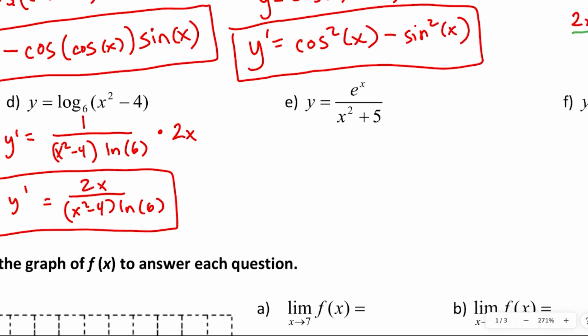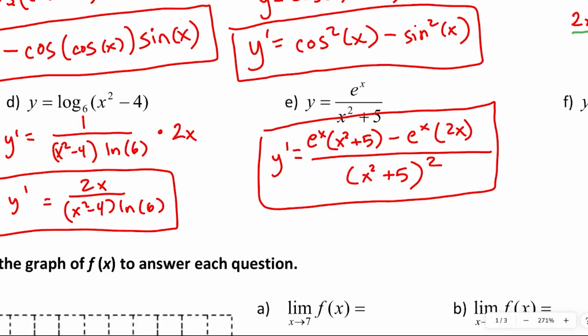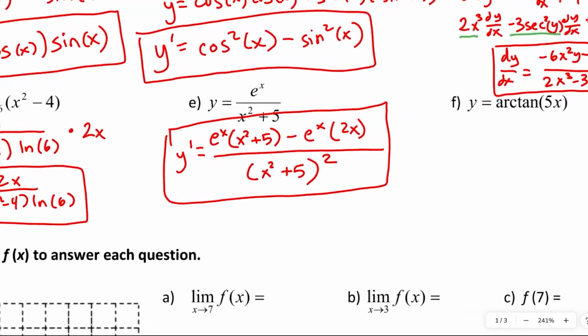Here we've got a fraction, so we're going to have to use the quotient rule. Y prime is going to equal the derivative of the top times the bottom, minus the top times the derivative of the bottom, all divided by the bottom squared. And I think I'm just going to leave this one alone. Probably could manipulate this algebraically a little bit, but there's not really much that I think is worth doing here.